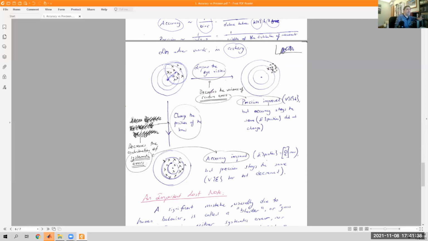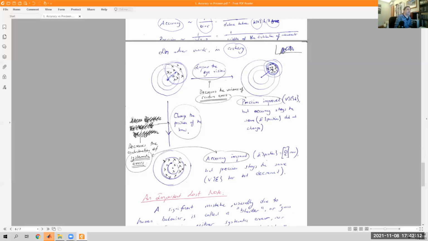So if you somehow decrease the variance of random errors, let's say that you do not aim too carefully, you just throw it, right? If you improve that and become much more careful, then your aiming is going to be better, or sorry, the positions that you hit are going to span a narrower range. Now precision has increased, but still, as you can see, the accuracy is bad.